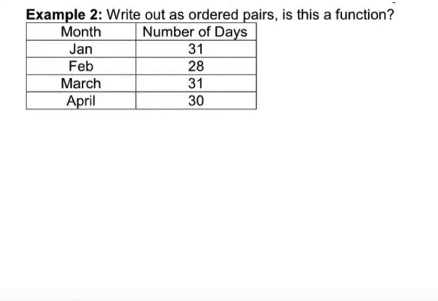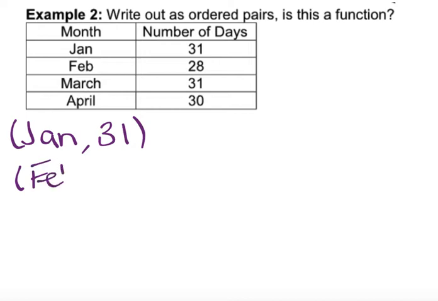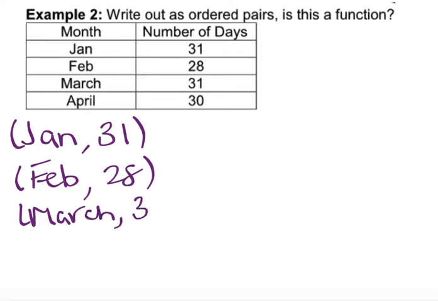All right, example number 2: write out as ordered pairs and then determine if this is a function. So we're going to write these as ordered pairs. I have January and 31, February and 28, March, 31, and April, and this is 30.